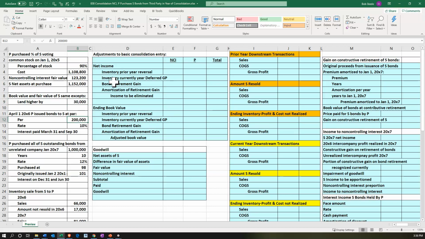And then on April 1st, 20X6, P issued bonds to S at par. So we don't have any premium or discount to deal with because they were issued at par for $200,000. The rate's going to be 10%. That's going to be a more straightforward type of transaction here because it was an issue from P directly to S. Therefore, the two sides of these transactions should mirror themselves very nicely.